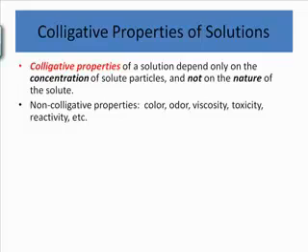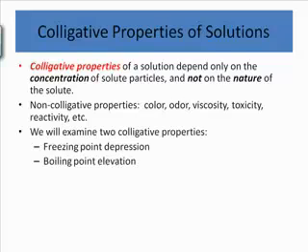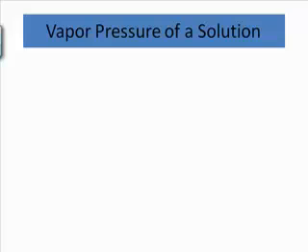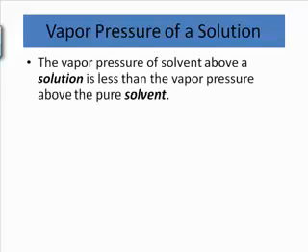Here are some examples of properties that would not be affected by the concentration of our solute. We're going to look at two of the properties that are. One is freezing point depression. When I dissolve a solute into a solvent, the freezing point of the solvent is lowered. Boiling point elevation: when I dissolve a solute into a solvent, the boiling point is raised. Here is a basic reason behind this.